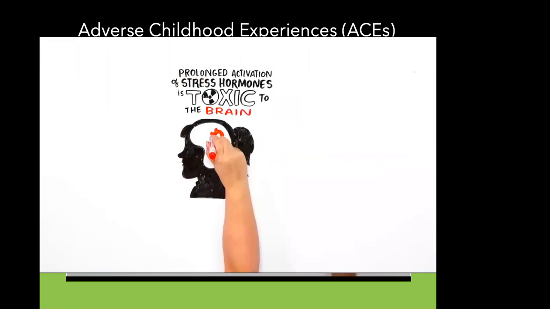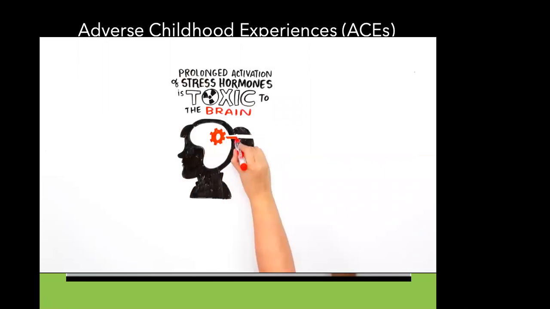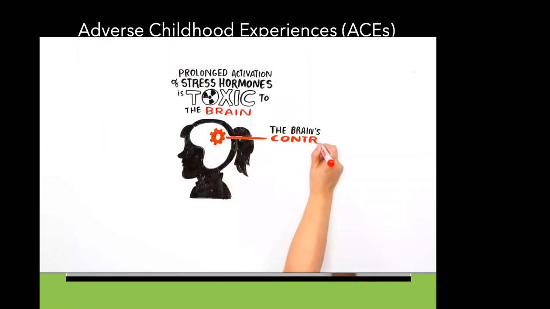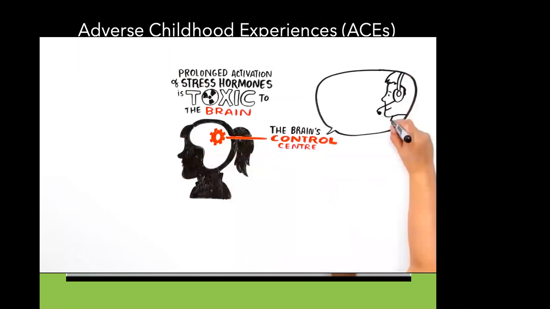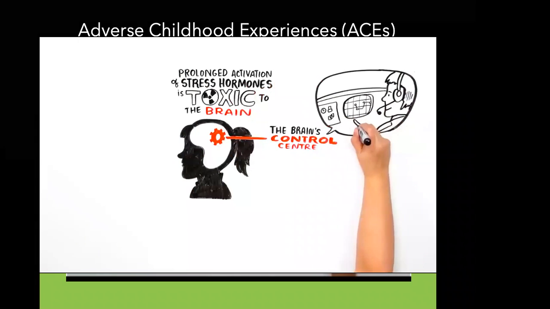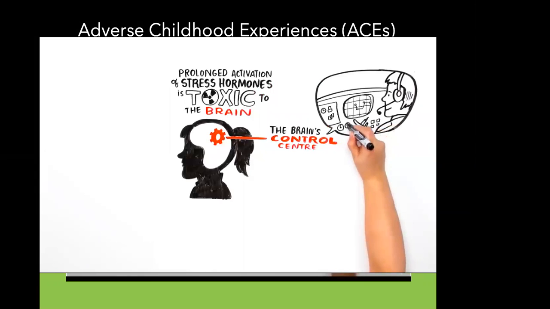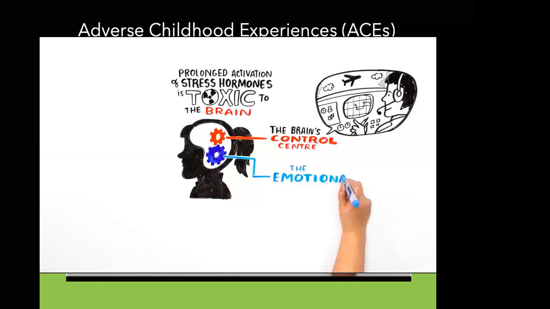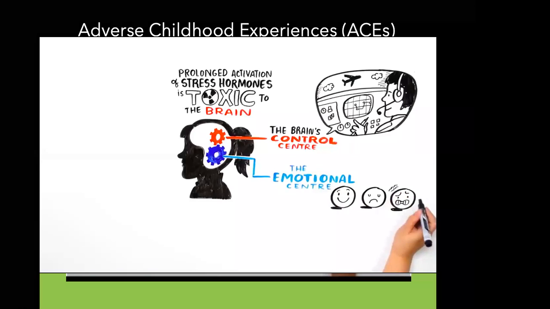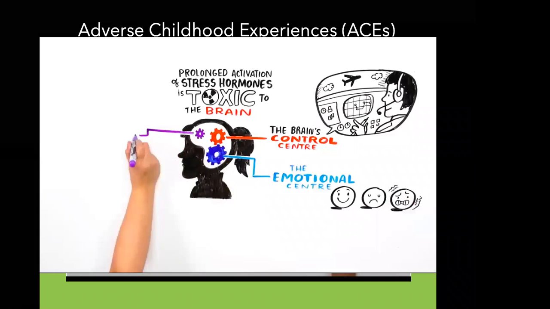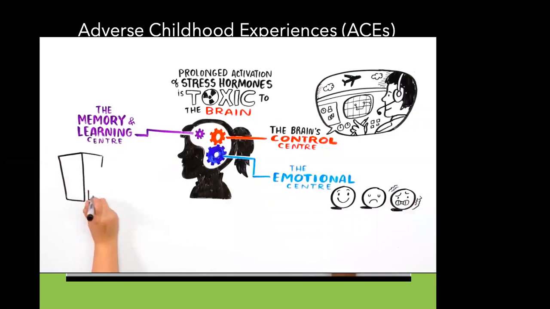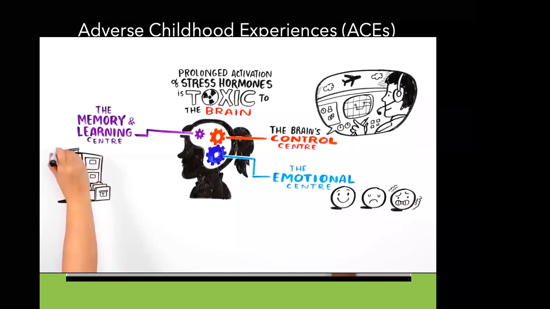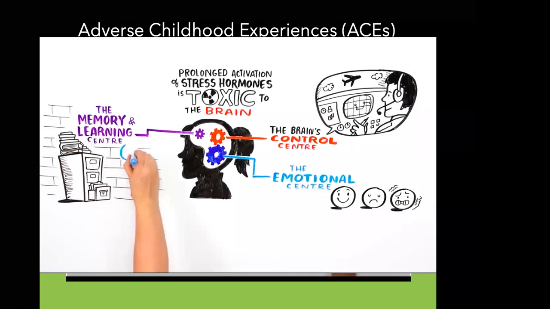Certain areas of the brain are more vulnerable to toxic stress, including the executive center, or the brain's control center, an area important for solving complex problems, attention, reasoning, impulsivity, inhibition, and learning. A second area is the emotional center, the brain's alarm system, which is involved in processing and interpreting emotions and the ability to control impulses. The third area is the memory and learning center, the brain's filing cabinet, which plays a major role in learning and the formation and retrieval of memories.